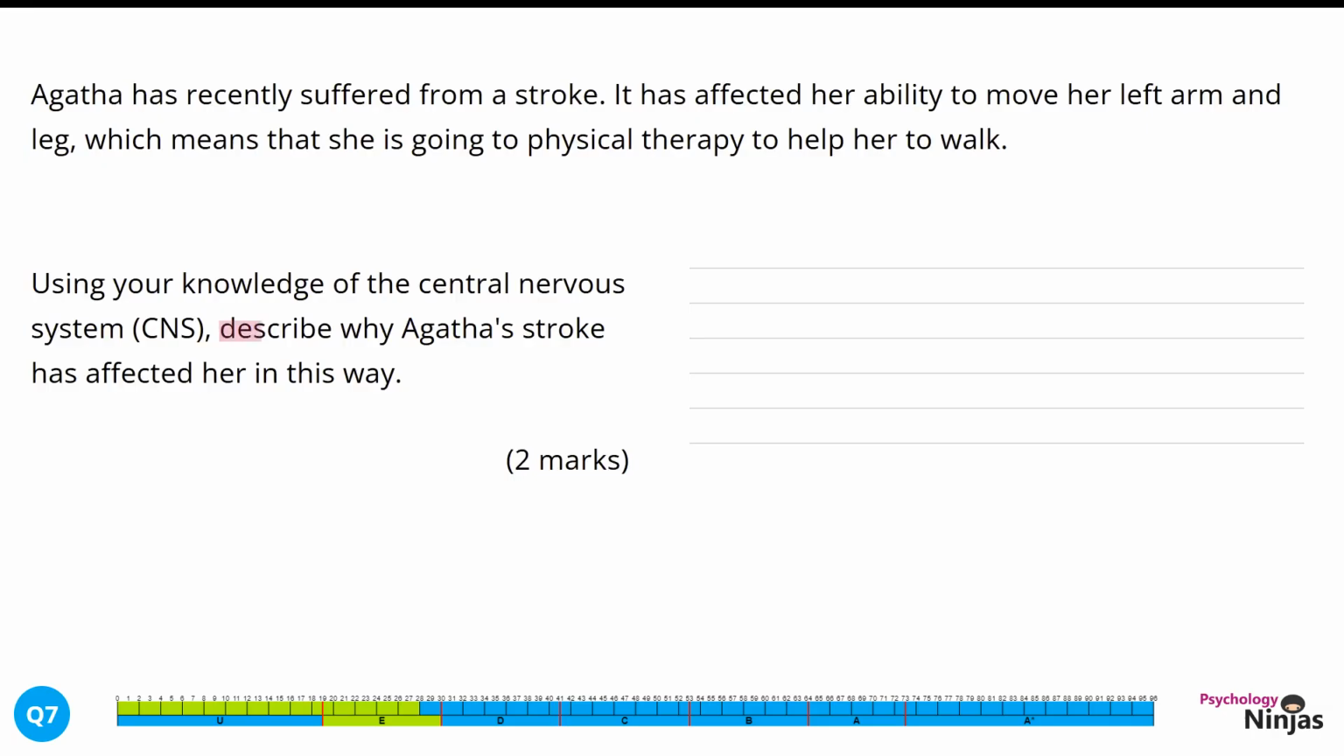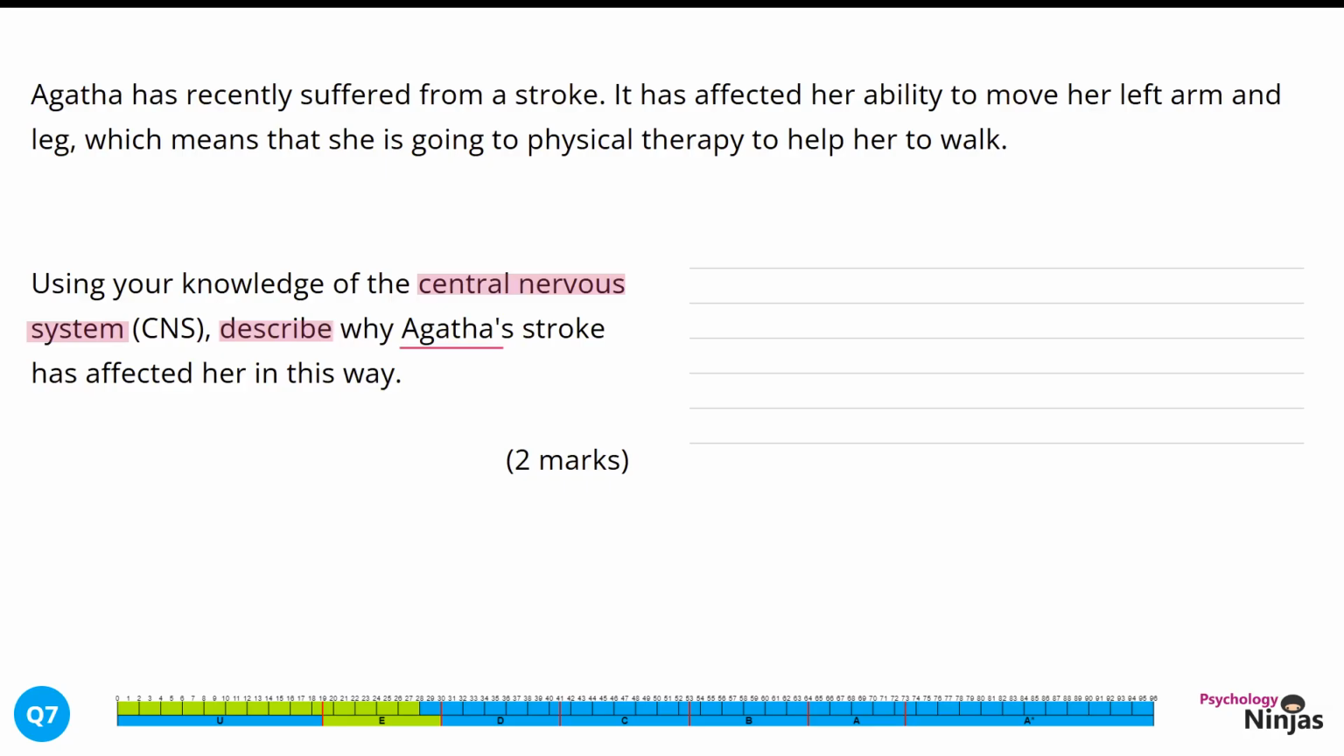Here we have the command word describe. This means we need to be detailed in how we're explaining our particular knowledge. There's some assumed psychological knowledge in this question in terms of the central nervous system. This means the brain and the brainstem. As this is a STEM question, all of our marks need to be linked back to Agatha, so we need to use 2 parts of the STEM for our 2 application marks.